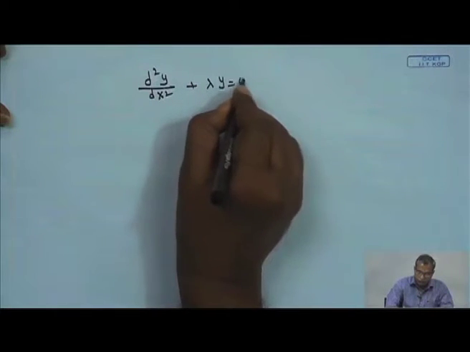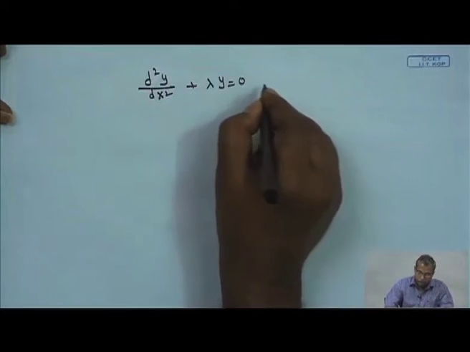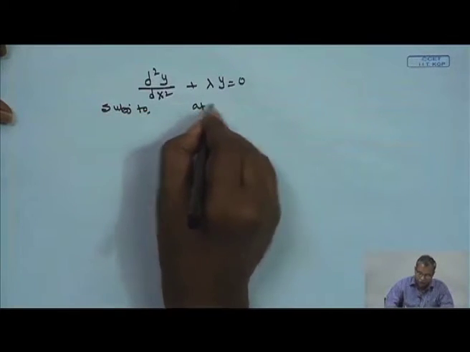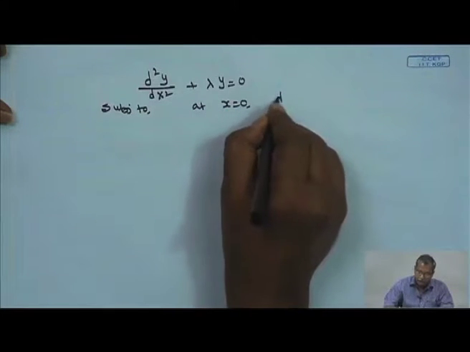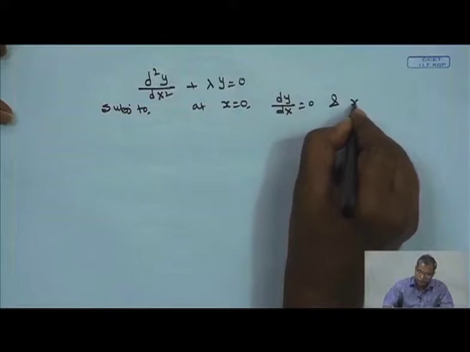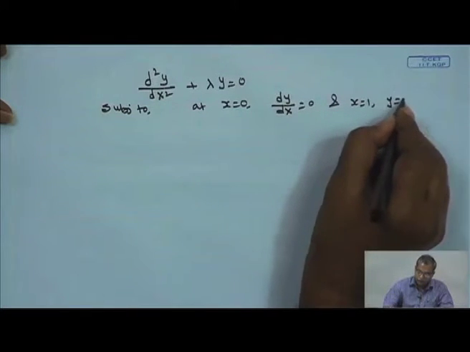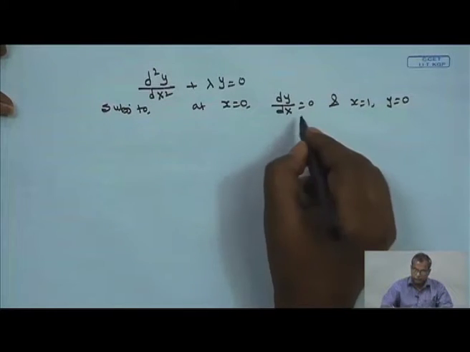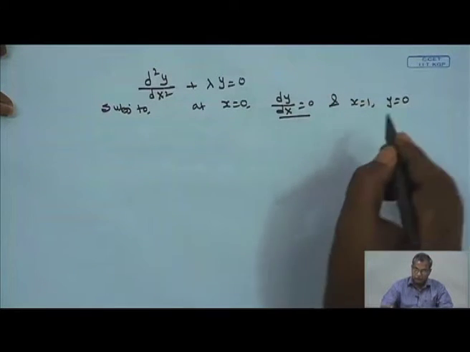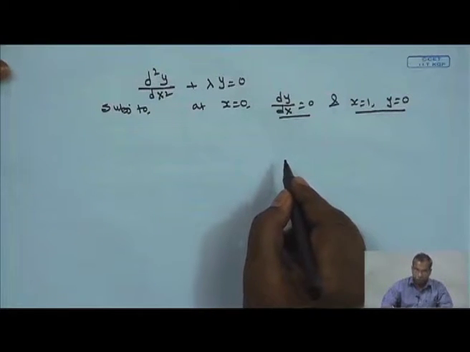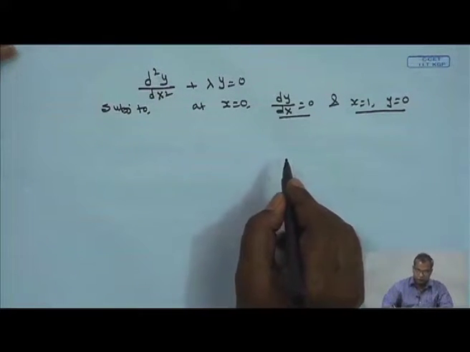d square y dx square plus lambda y equal to 0, subject to: at x equal to 0, dy dx is equal to 0 and at x equal to 1, y is equal to 0. So, both are homogeneous boundary conditions, but the condition at x equal to 0 is a Neumann and the condition at x equal to 1 is a Dirichlet. Now, let us look into the solution of this type of equation.